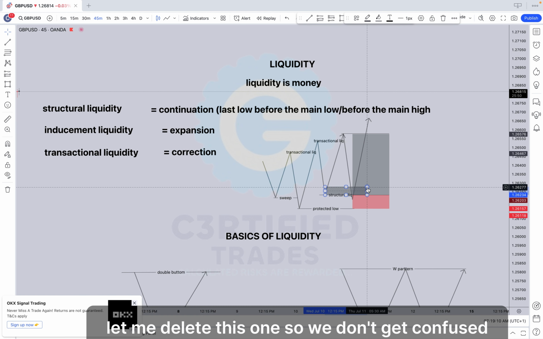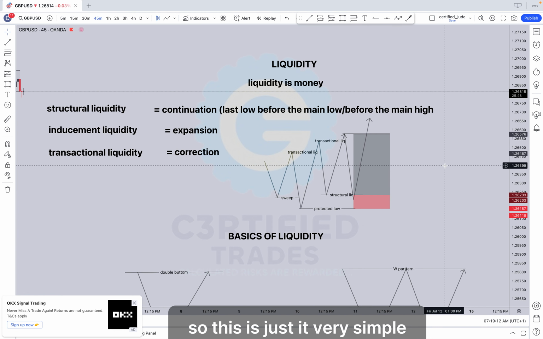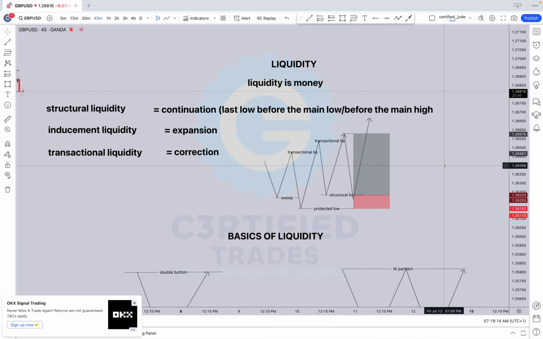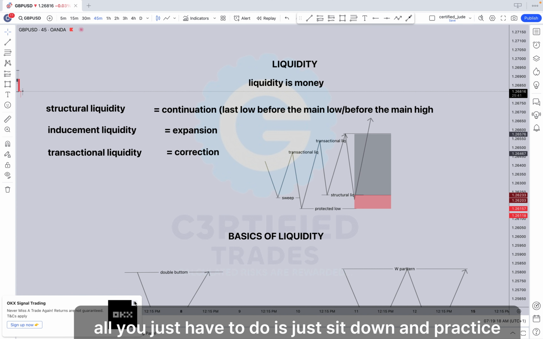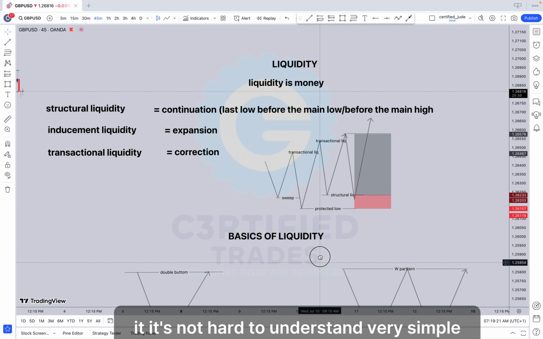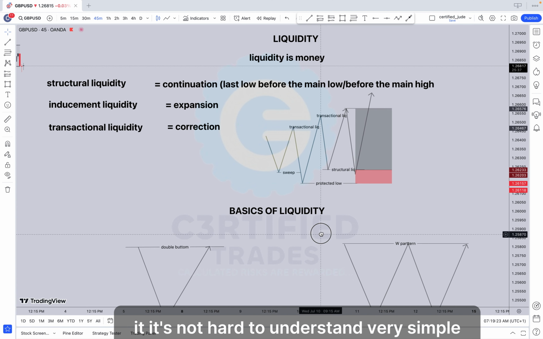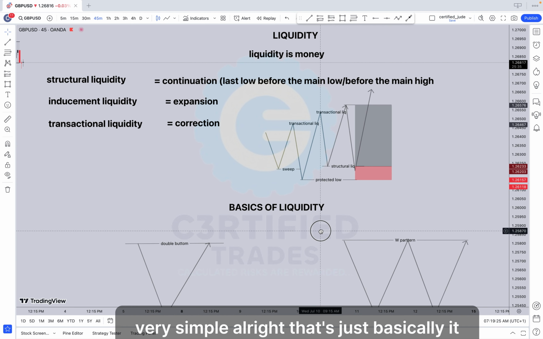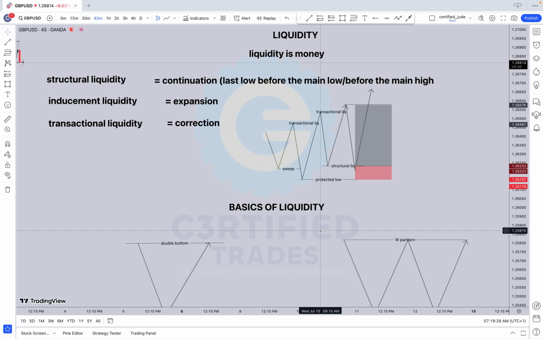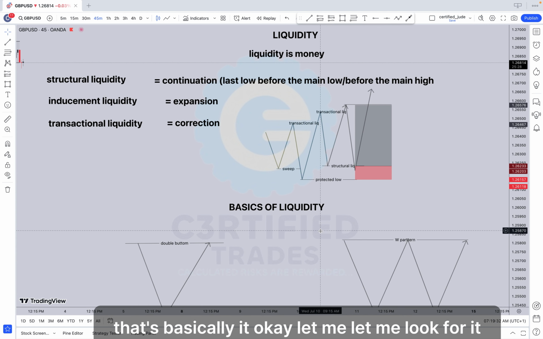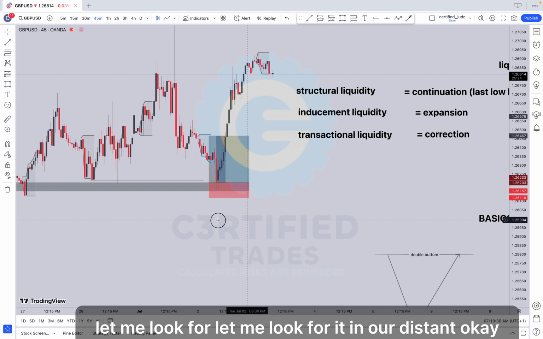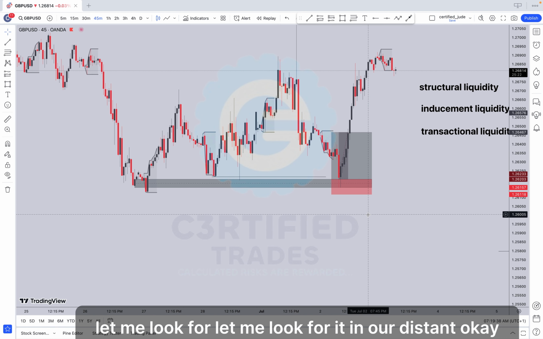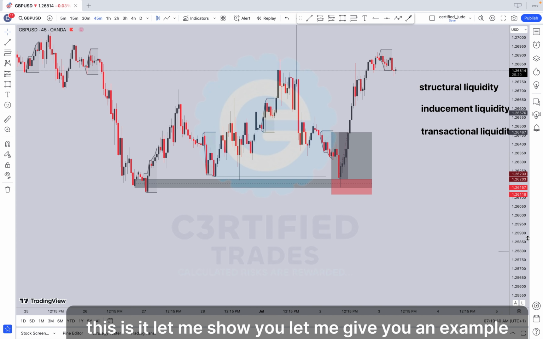Let me delete this one so we don't get confused. So this is just it. Very simple. That's just the pattern. All you have to do is sit down and practice it. It's not hard to understand. Very, very simple. That's basically it. Okay, let me look for it in our chart.